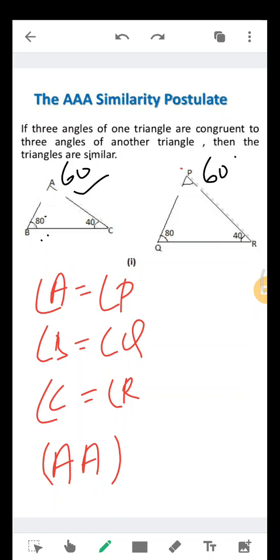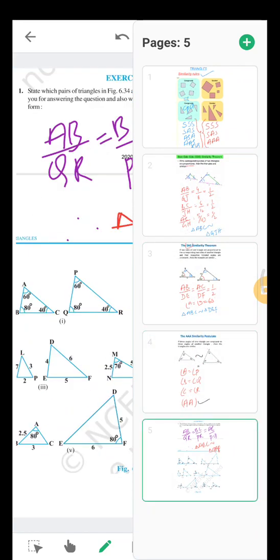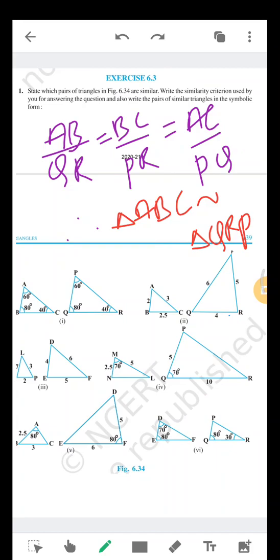So that is the reason we don't go for the third angle, because it will always be equal by angle sum property. That is the reason AAA similarity is reduced to AA similarity. So I can say these two triangles are similar, this is the symbol for similarity, by the AA similarity rule. So two angles are enough for us to prove that the triangles are similar, because the third angle will be equal anyway. After understanding all these concepts, you can easily solve the exercise questions.